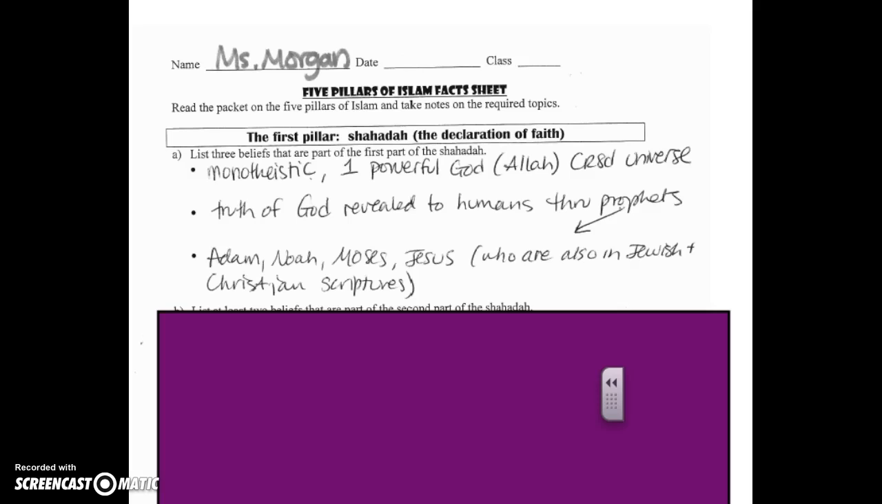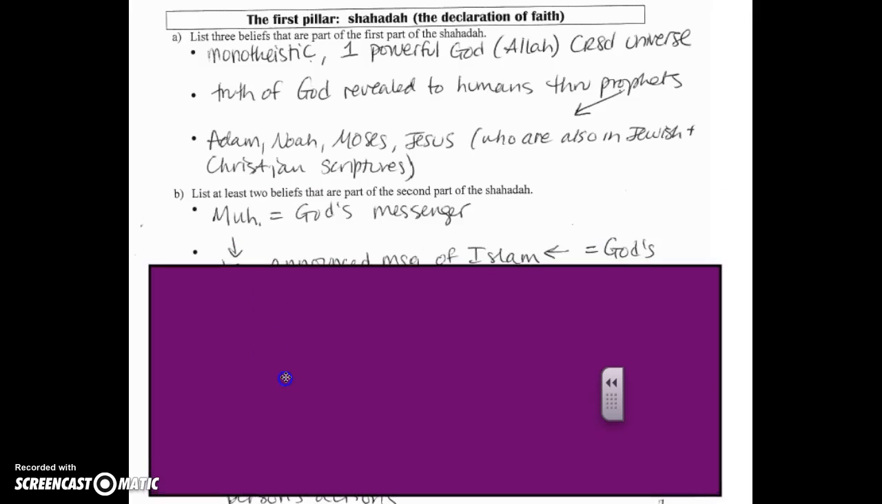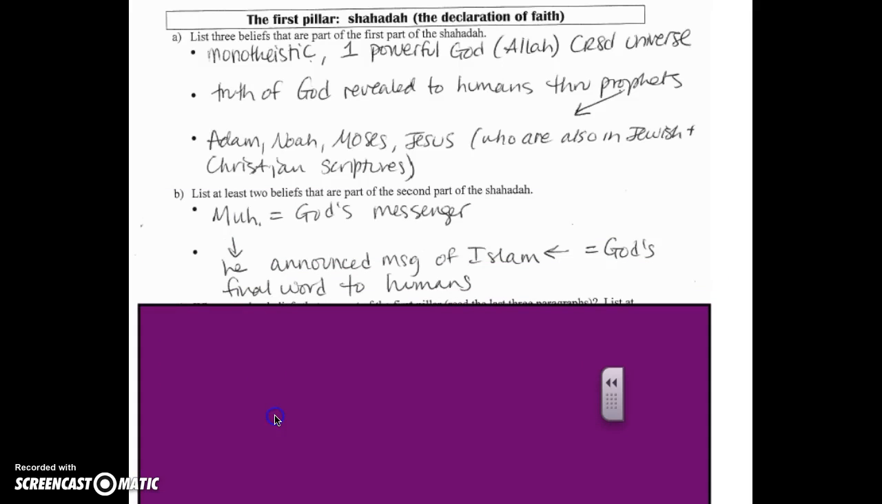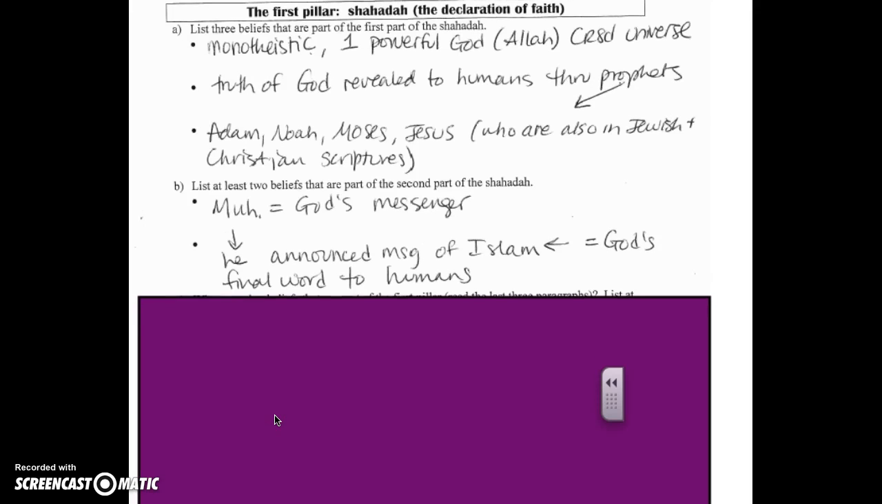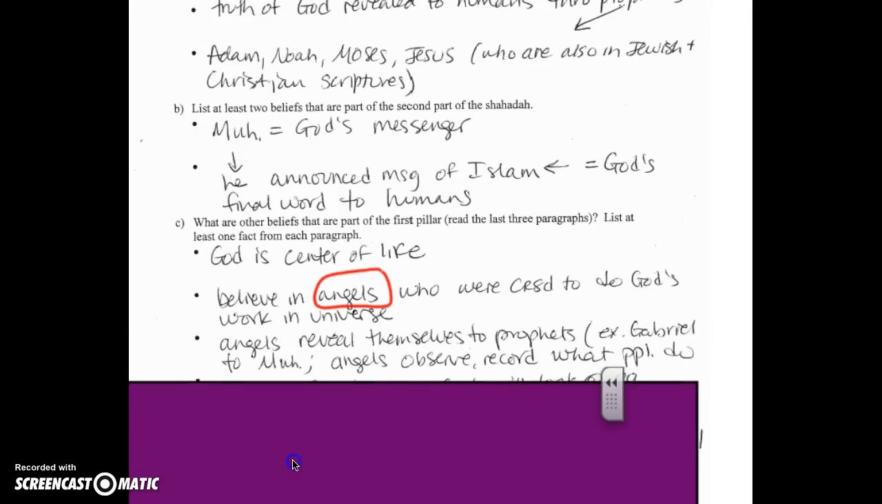So there's some basic facts here for the first pillar, which is called the Shahada, which is the declaration of faith. This pillar doesn't involve a lot of doing, like it doesn't involve a lot of actions you can actually do. It's mainly about beliefs. So we have the first part of the Shahada. We have the second part of the Shahada dealing with Muhammad. Okay, so those facts deal with Muhammad. Then I'm going to move on and I have some other facts about the first pillar. Okay, so talks about angels and the role of angels.